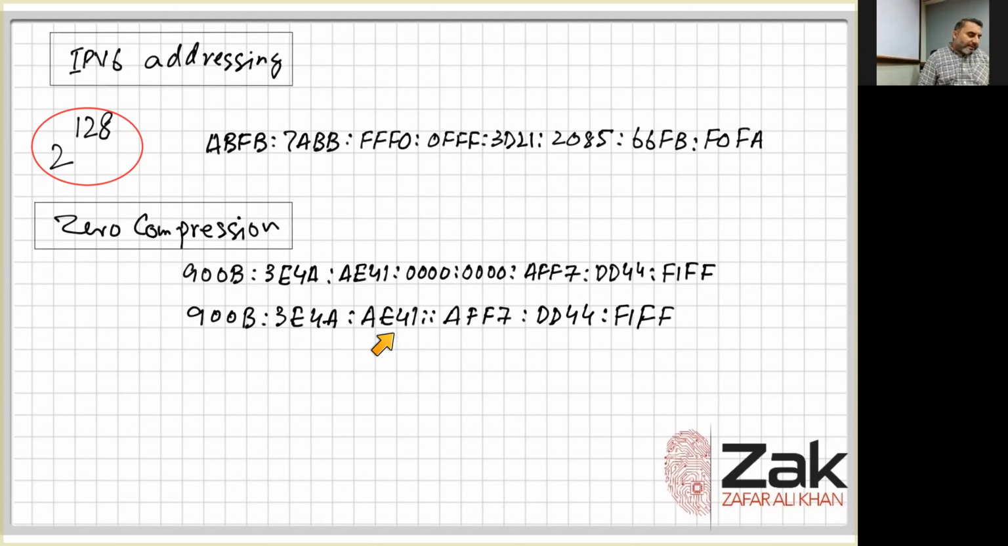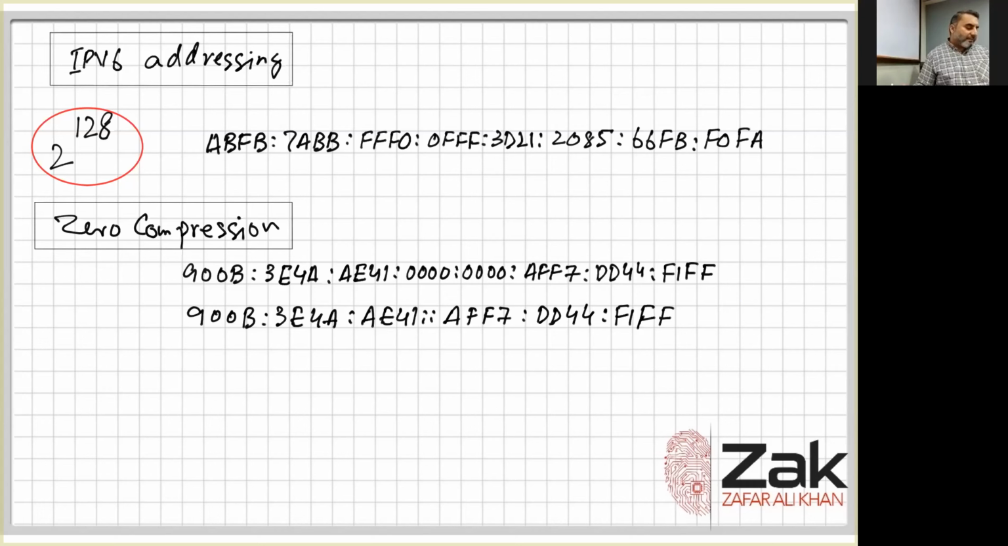So let's say if we have got another pair of 00, we will be in trouble actually. The zero compression can only be applied once to an IP version 6 address. Otherwise, it would be impossible to tell how many zeros were replaced on each occasion where it was applied.